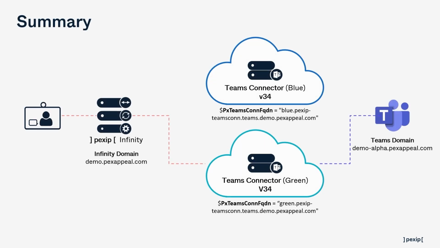In this video series, we have covered how to deploy self-hosted Teams connectors using the blue-green deployment strategy. The architecture diagram is shown. The blue connector was deployed first. As it was the first time that a Teams connector was deployed in our environment, the following tasks were completed.